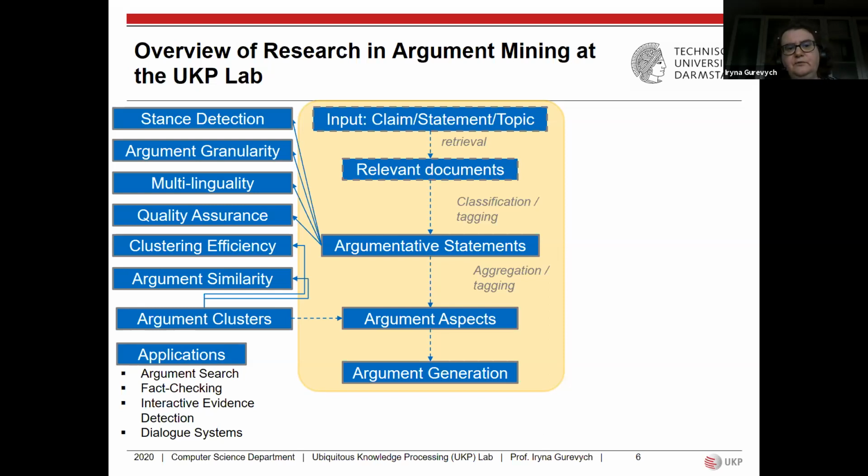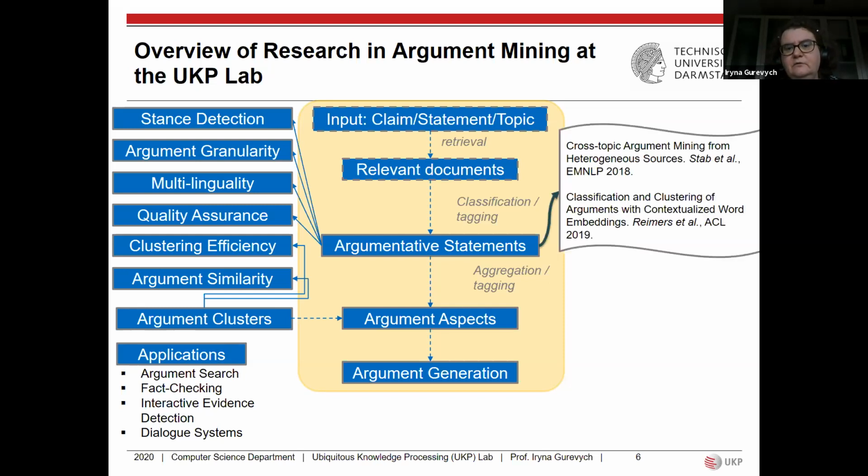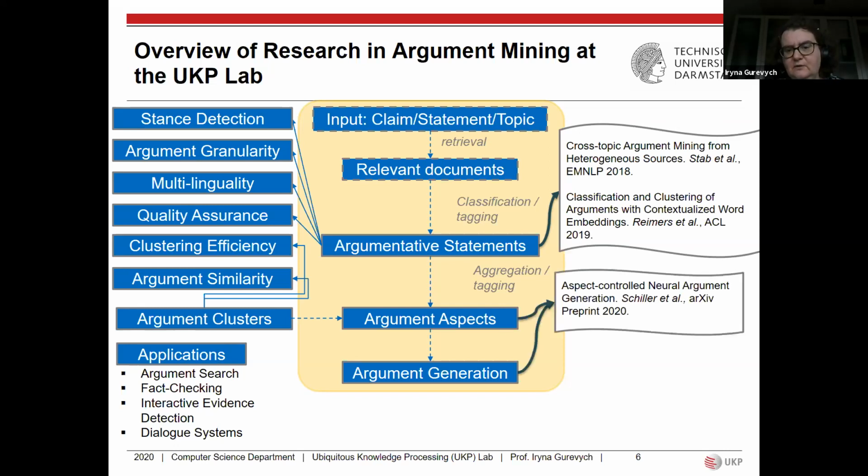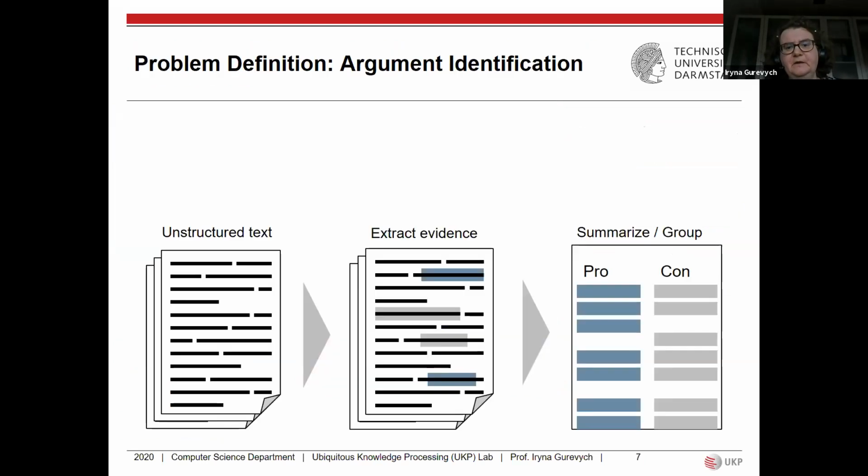And also we have several research works in various application domains of argument mining, like argument search, fact-checking, interactive evidence detection, or dialogue systems. In my talk today, I'm going to cover two research pieces. One of them is cross-topic argument mining from heterogeneous sources, published in EMNLP and ACL in previous years. And another piece of research is on aspect-controlled neural argument generation, which is work in progress available in arXiv currently.